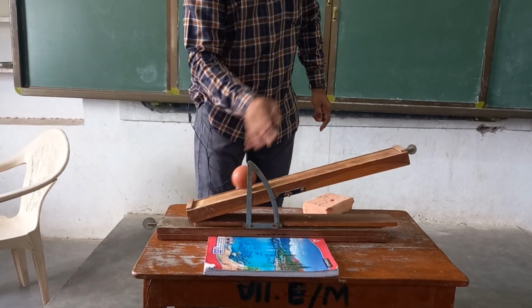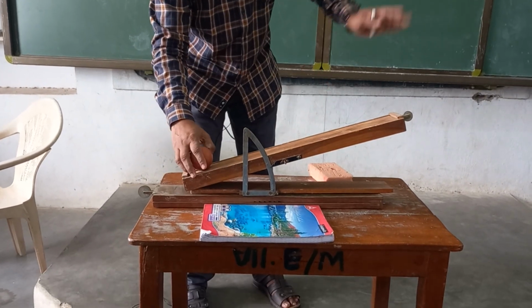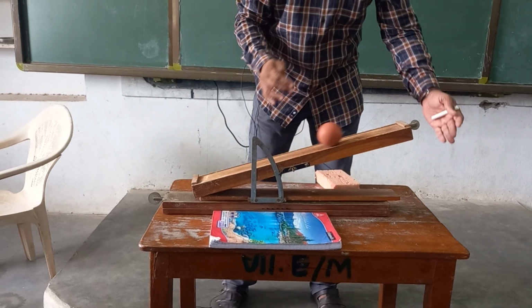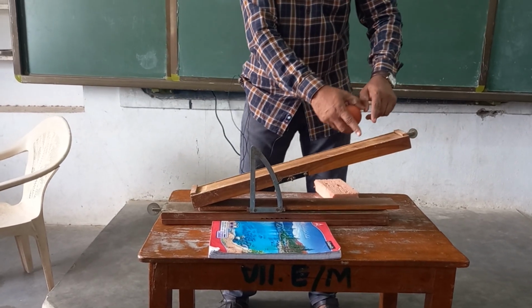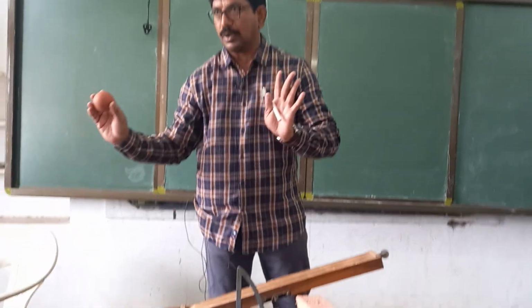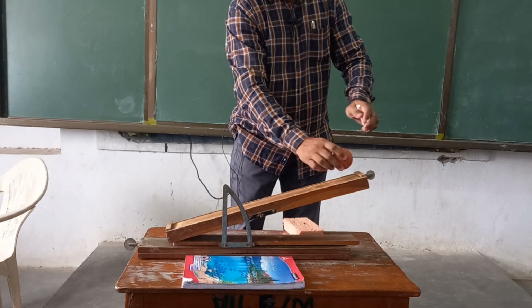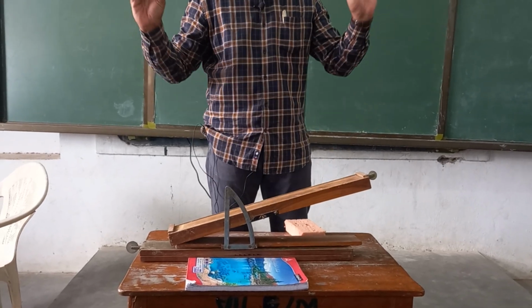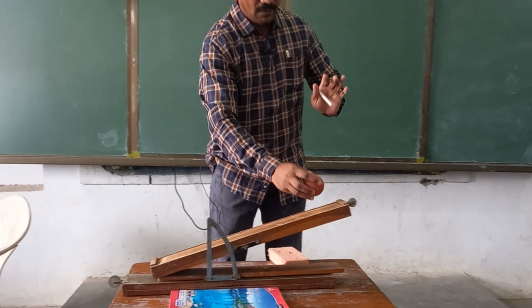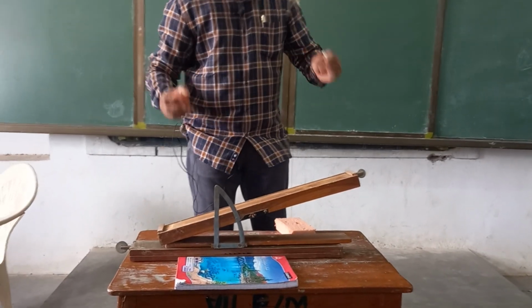When the ball is rolling down, the velocity increases. When the ball is rolling up, the velocity goes on decreasing. At one stage, the velocity becomes zero and again the ball rolls down. Are you clear? When the ball is rolling up, its velocity decreases. When the ball is rolling down, its velocity increases. Are you clear about that? Next, come to the point.